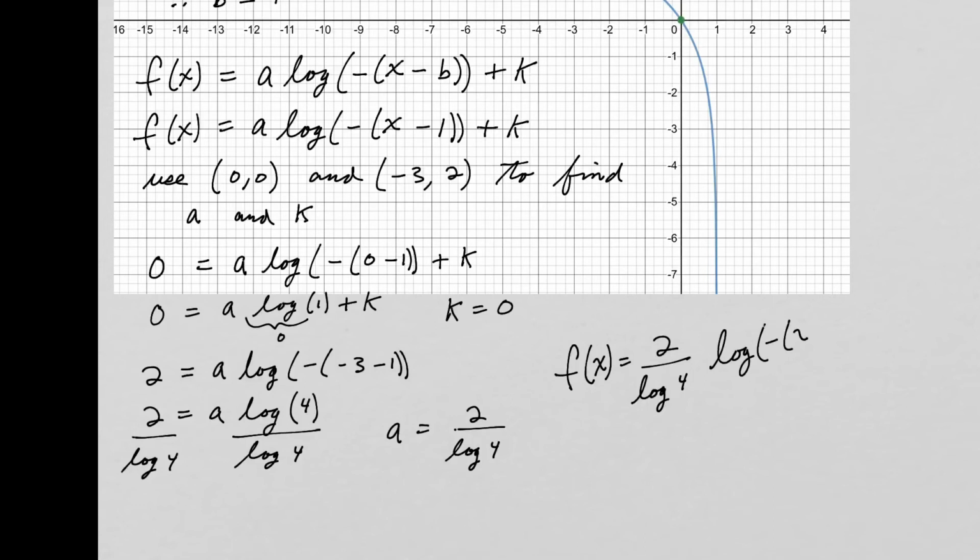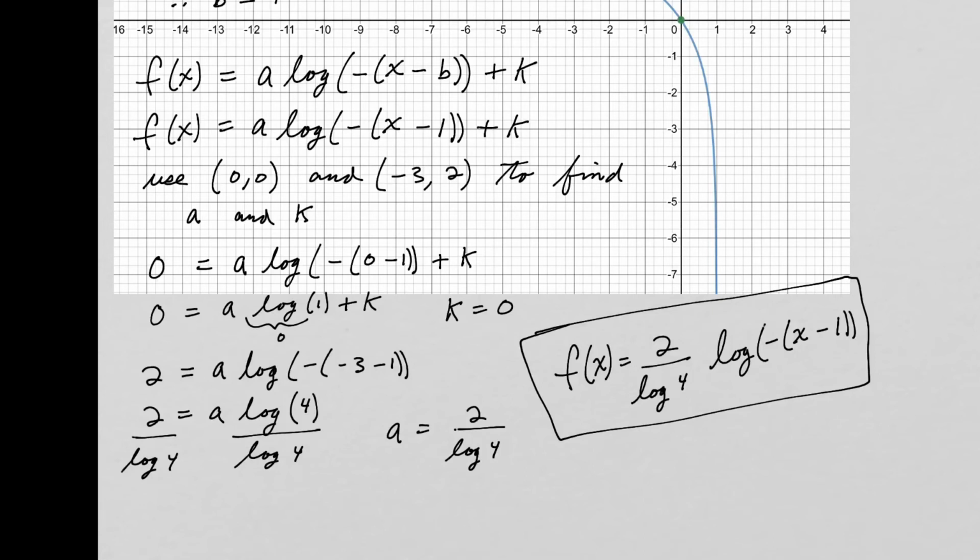And then it's x minus b, which we knew was 1. That came from the vertical asymptote. And then plus k, but k was 0. So that would be my answer. That's the equation of that graph. That would be the function that represents that transformed log.